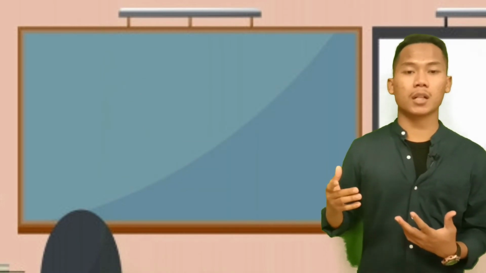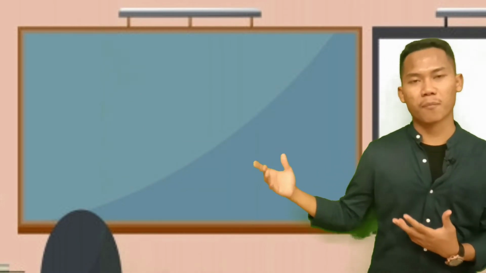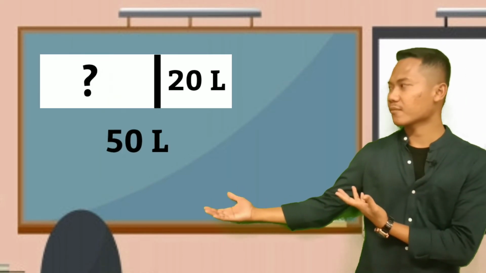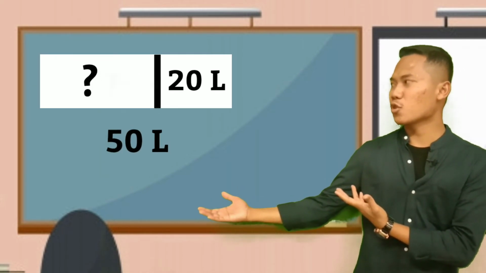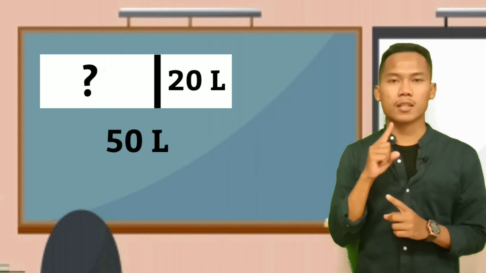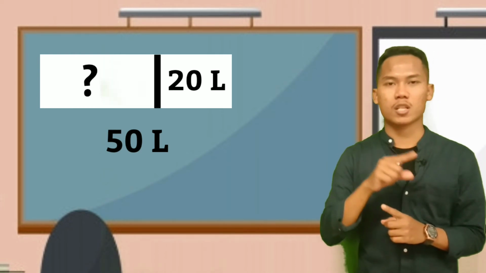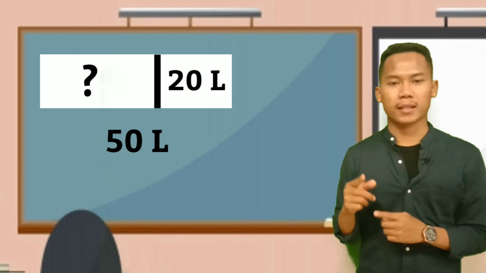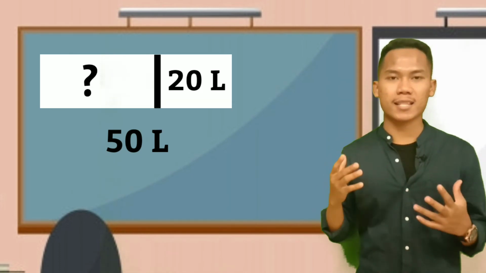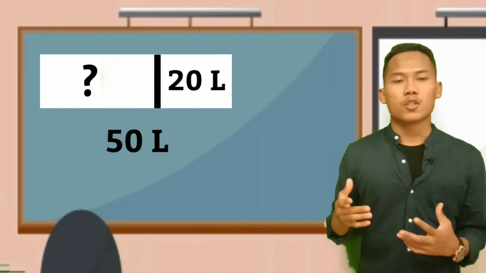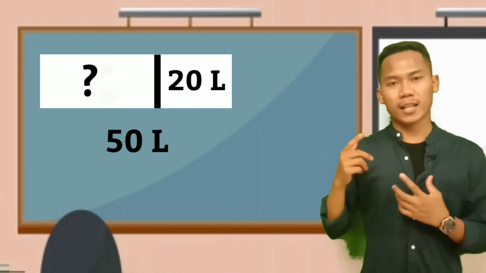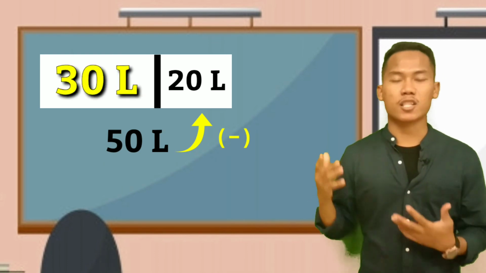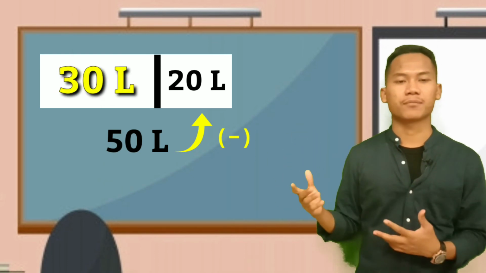So, you can make another way to model the bar. This is the second model of bar. You just need to draw one bar and then write 20 liters of milk and 50 liters of milk. So, the way to find the answer is the same. You need to subtract 50 liters of milk minus 20 liters of milk. So the answer is 30 liters of milk was drunk.